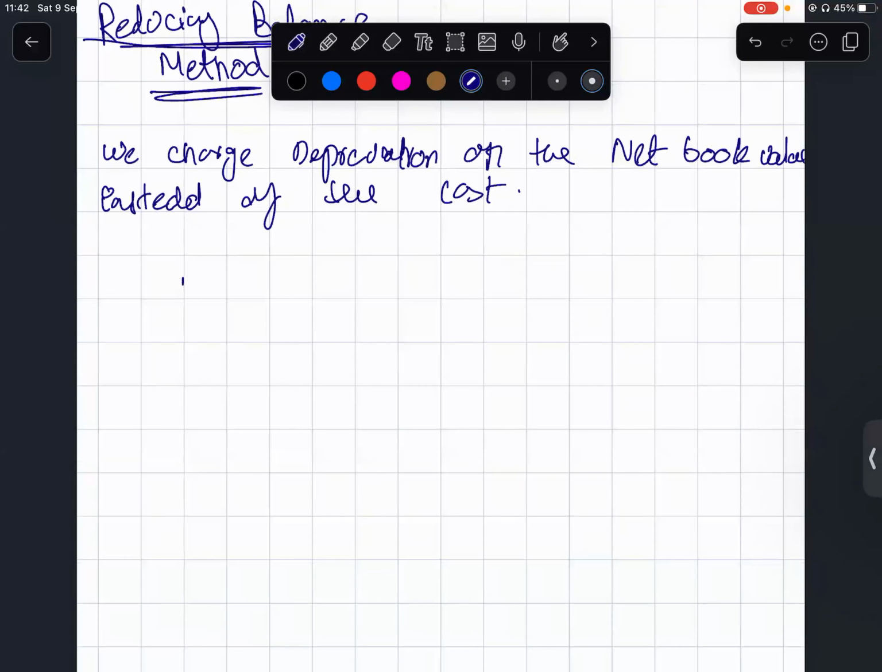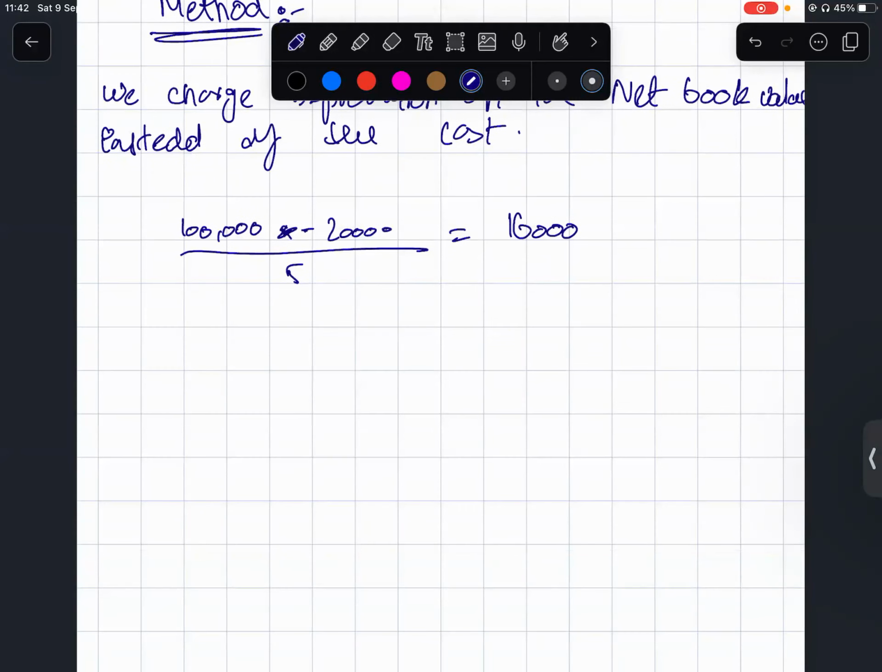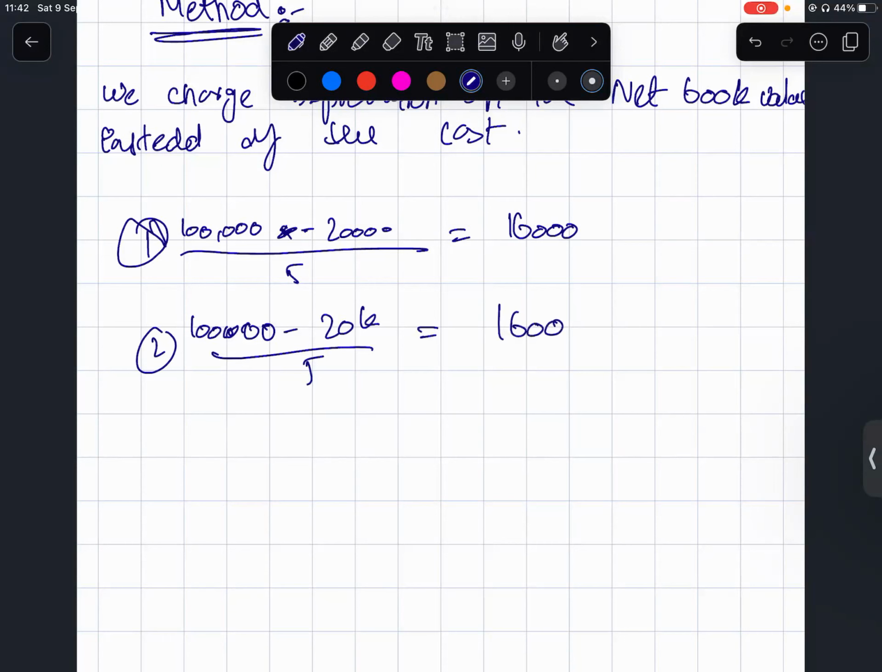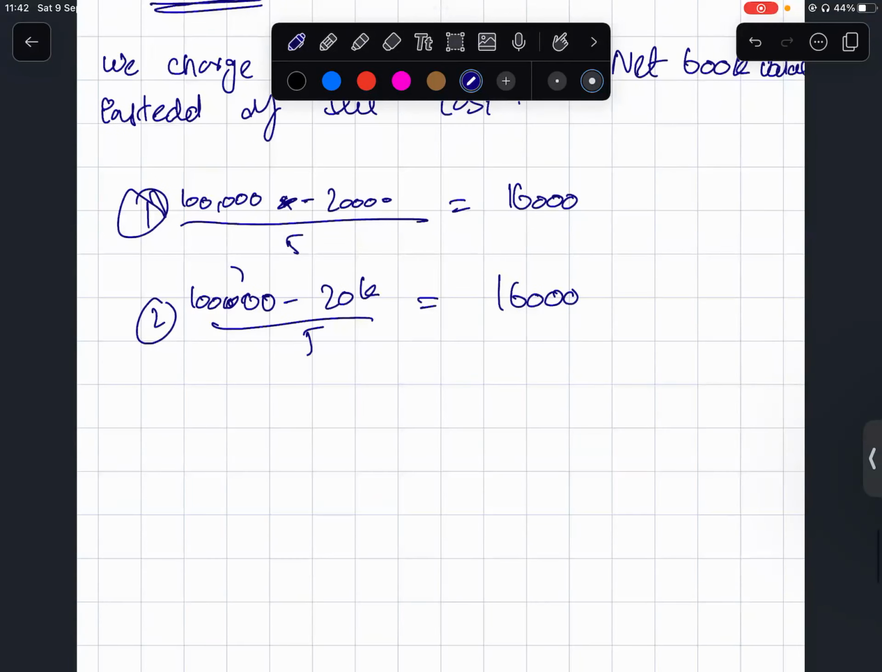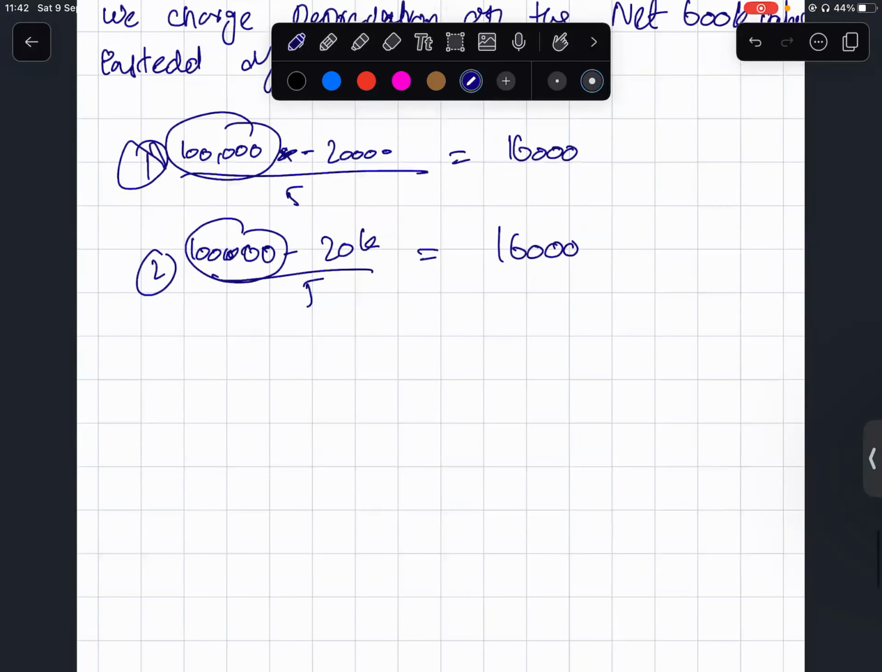Remember in the straight line method, we were using 100,000. We were subtracting the scrap value from it and dividing it by 5 to arrive at 16,000. This was year 1. For year 2, we were doing the same thing, 100,000 minus 20,000 divided by 5, 16,000. Again, we were always using this cost to calculate the depreciation.